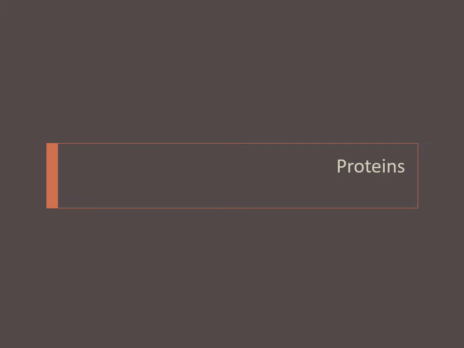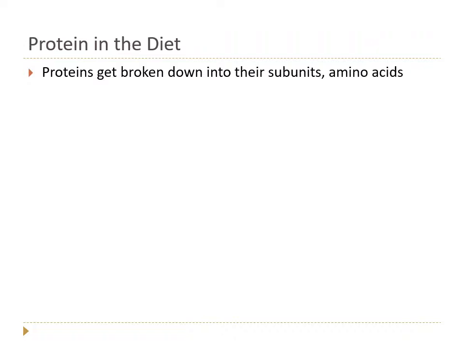So let's move into talking about proteins. Proteins are made of amino acids, their subunit, that are strung together into peptides, which are then strung together into polypeptides, and then ultimately into proteins.